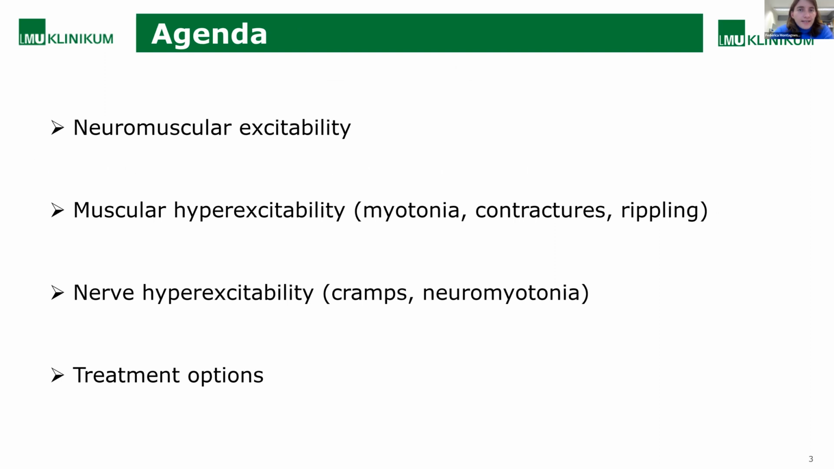And I thought that before diving into pathology, it would be helpful to remind ourselves of some important anatomical and physiological information that is related to neuromuscular excitability. And then I will show you the semiology of some of the most important clinical features of muscle hyperexcitability or nerve hyperexcitability. We will discuss the main diagnostic pathway and differential diagnosis, and then some therapeutic options.